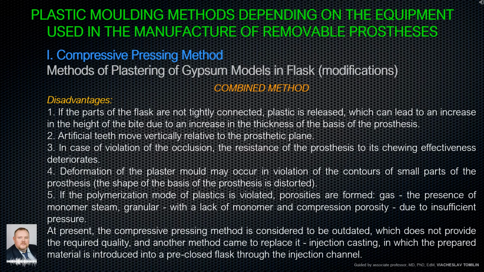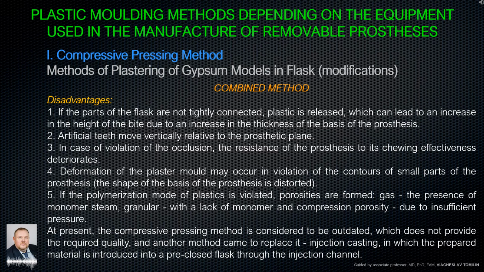Combined method. Disadvantages. 1. If the parts of the flask are not tightly connected, plastic is released, which can lead to an increase in the height of the bite due to an increase in the thickness of the basis of the prosthesis. 2. Artificial teeth move vertically relative to the prosthetic plane. 3. In case of violation of the occlusion, the resistance of the prosthesis to its chewing effectiveness deteriorates.